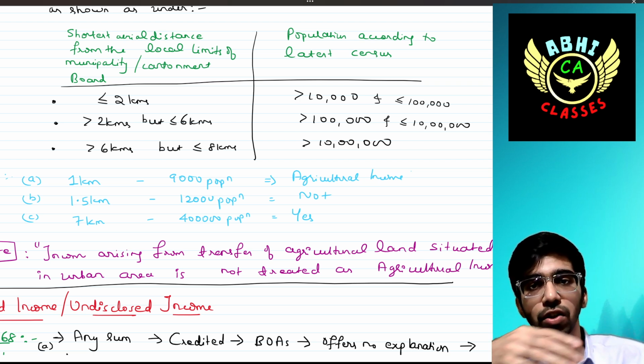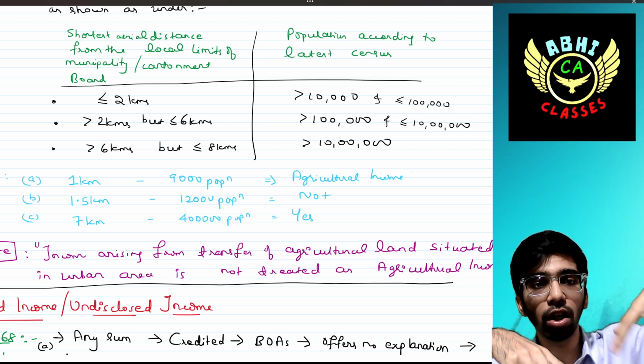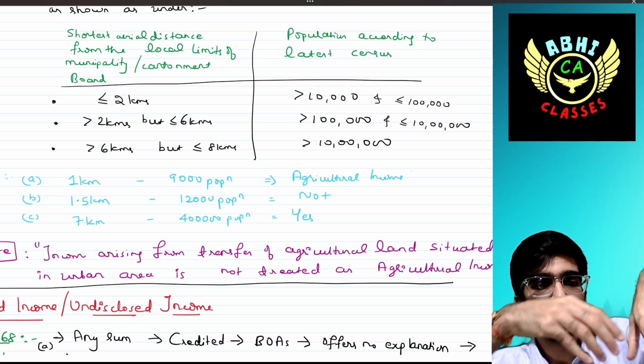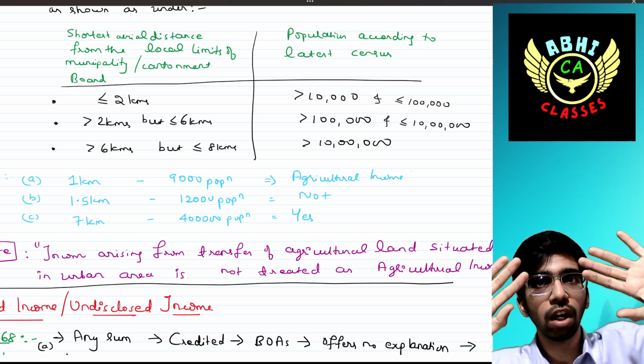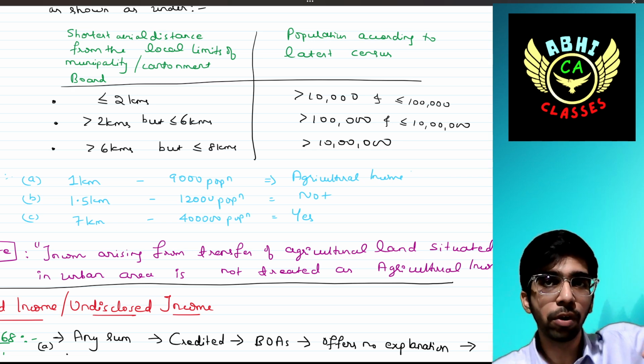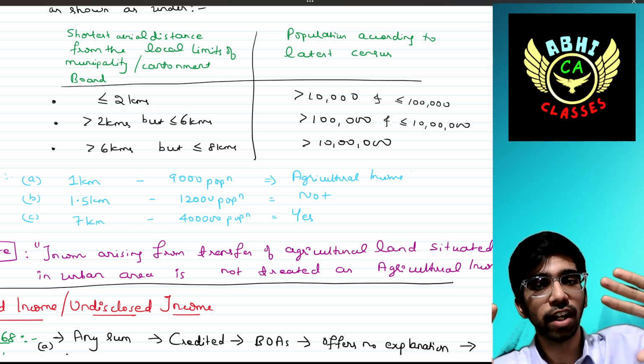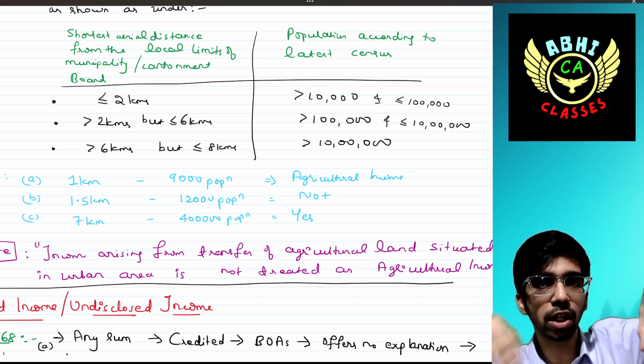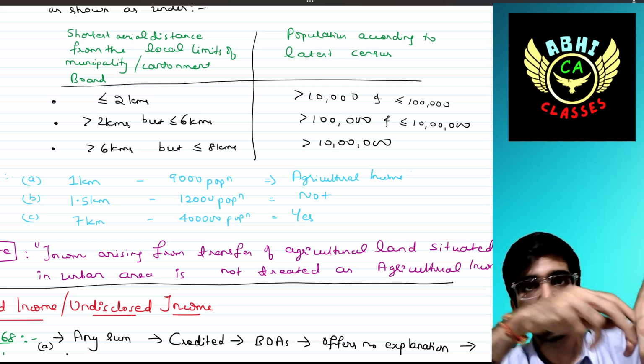4 lakh means second conditions. It is 7 kilometers; up to 6 kilometers, it should not be there. Beyond that, it can be there. Understanding, right? Up to 6 kilometers from the municipality area, it should not be situated.